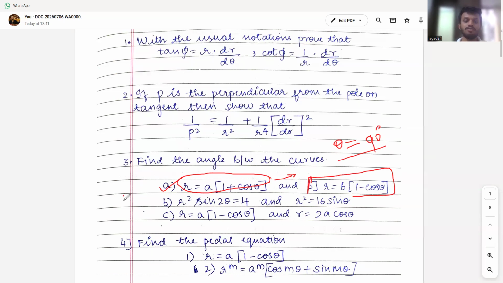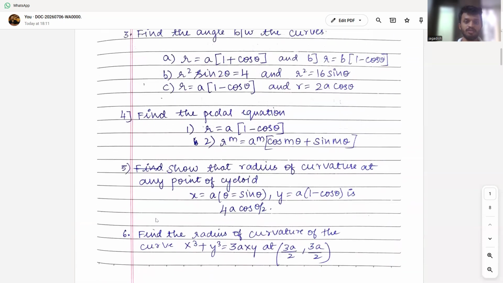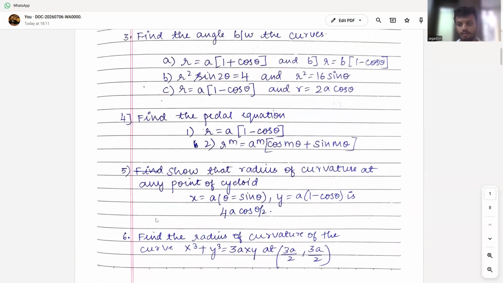Either use mod of tan phi 1 minus tan phi 2, or else mod of phi 1 minus phi 2, then find out the value. These three questions are important for the examination. If you know the basic differentiation, it is the same standard procedure to solve this problem.